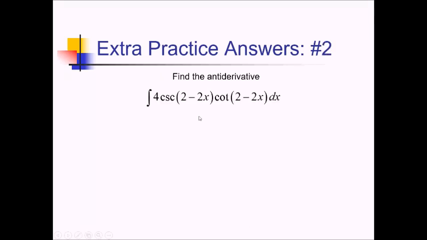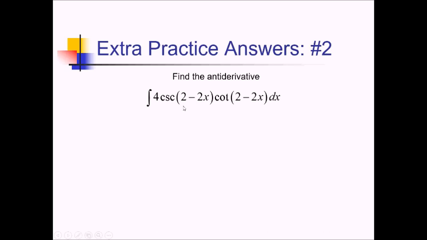On this one, we can use the antiderivative rule for cosecant cotangent, which is going to be a negative cosecant. However, we do have this inner linear function, so we're going to have to reverse the chain rule by dividing by the derivative of the stuff in here. So that's going to be a negative 2 we're dividing by.